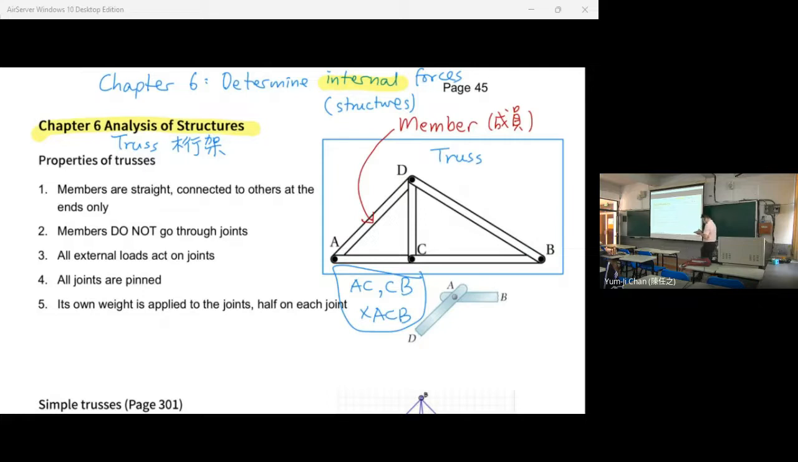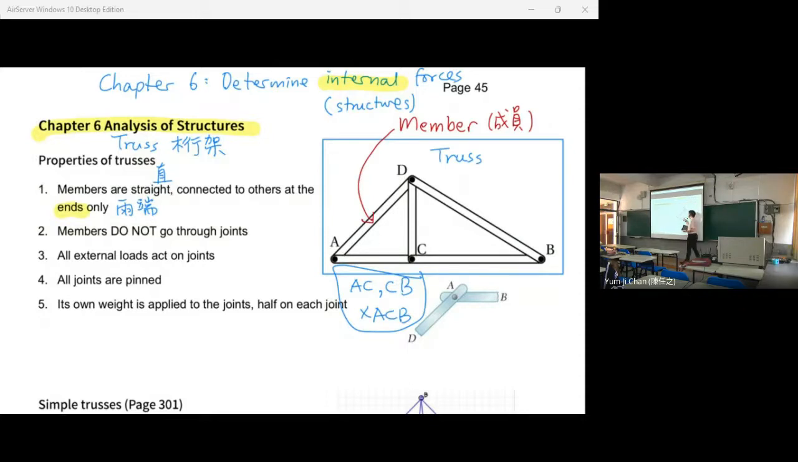In a complete sentence in English, members are straight and connected to others at the ends only. So this part is connected to others at the ends. These are straight and connected to others at the ends only.